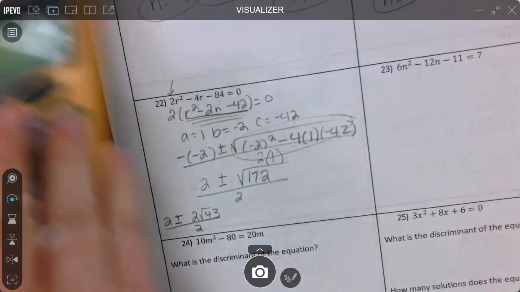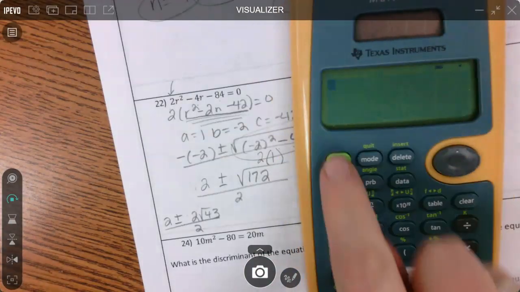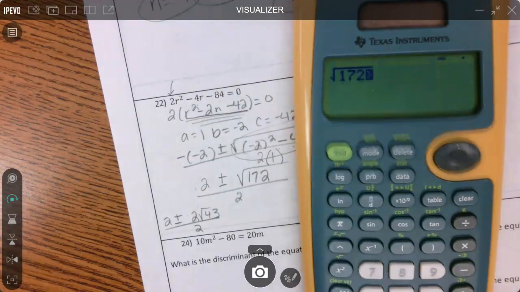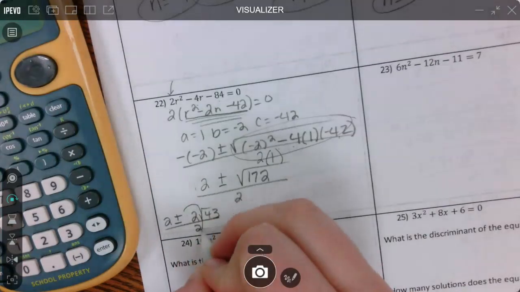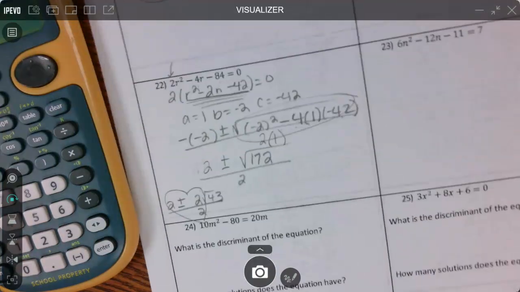And your calculator will do this for you. We got the square root of 172. It reduces to 2 square root 43. So just know when you have this, you have to reduce.